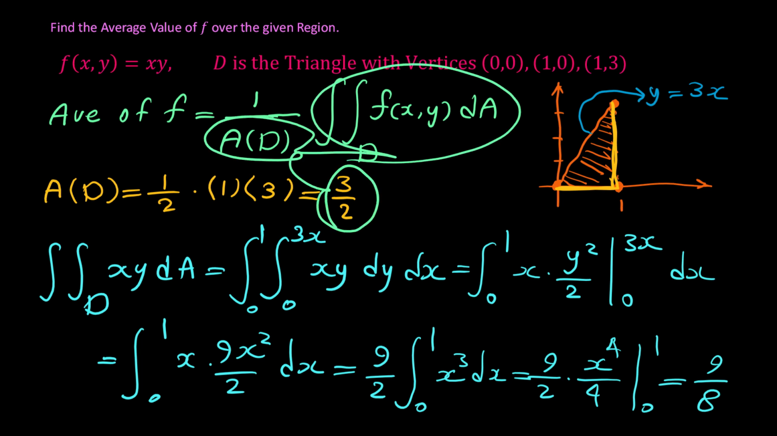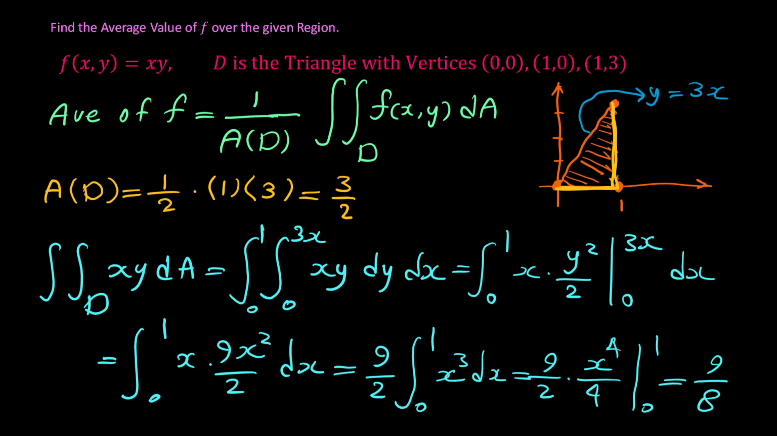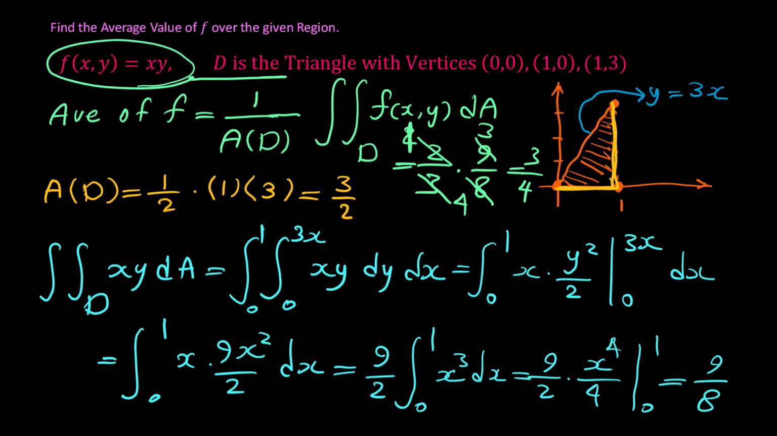And the area is 3 over 2. So the average value of the function, let me write it here. So the average value equals 1 over 3 over 2 times 9 over 8. 1 over 3 over 2 is 2 over 3. We flip the denominator and we move it to the numerator, so it's 2 over 3. If we simplify this, 3 with 9 simplifies 3, 8 with 2, this would be 1, here is 4, so we have 3 over 4. So the average value of this function over this triangle is 3 over 4.